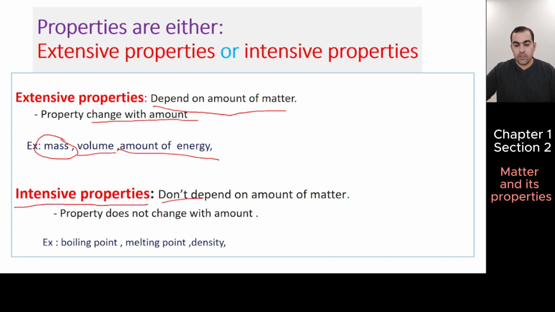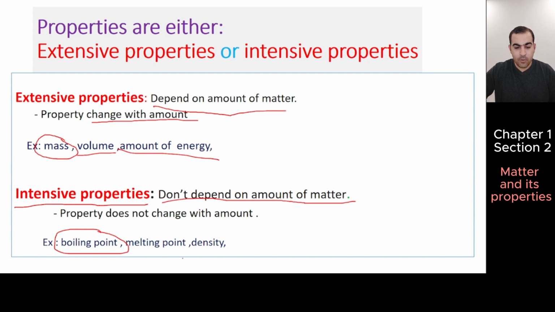Intensive properties do not depend on the amount of matter. For example, boiling point. The boiling point of water is 100 degrees Celsius, and it doesn't change. It's always 100 degrees Celsius. It doesn't change from one sample to another. The boiling point of one drop of water is 100, and if it's a glass, it's still 100. So you have increased the amount, but it's still the same.